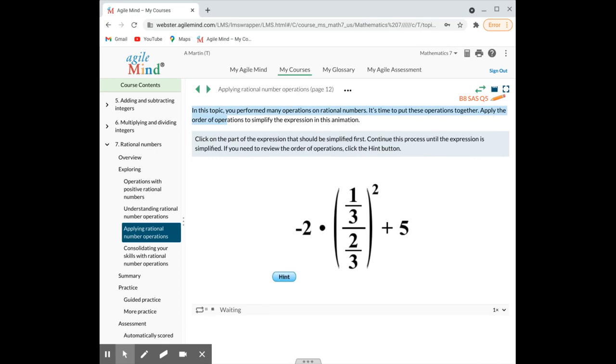In this topic, you perform many operations on rational numbers. It is time to put these operations together. Apply the order of operations to simplify the expression in this animation. Click on the part of the expression that should be simplified first. Continue this process until the expression is simplified. If you need to review the order of operations, click the hint.